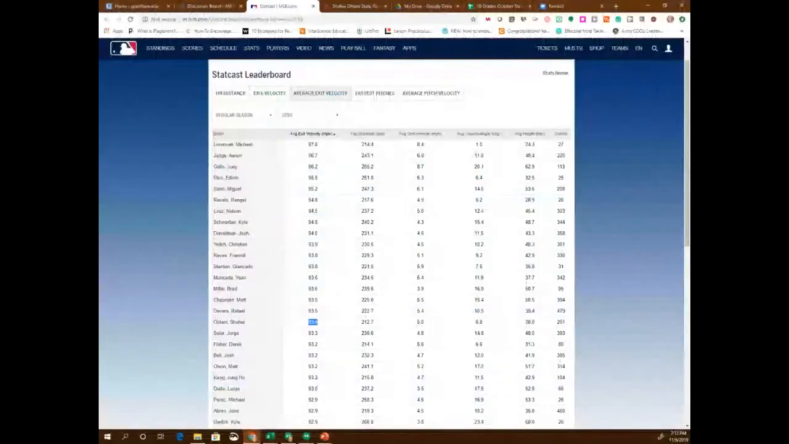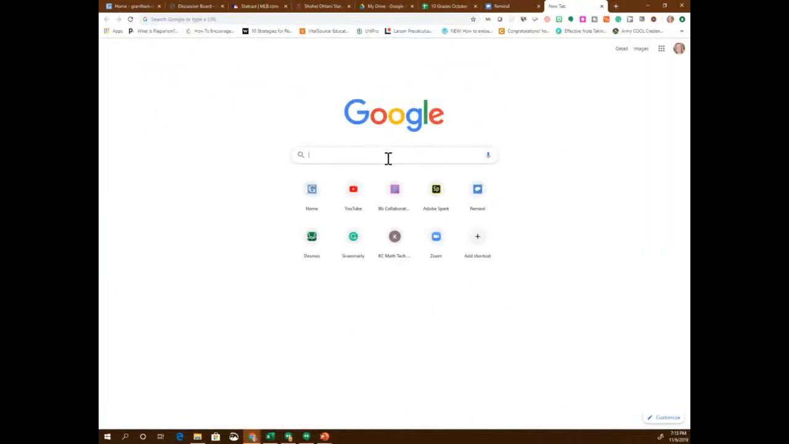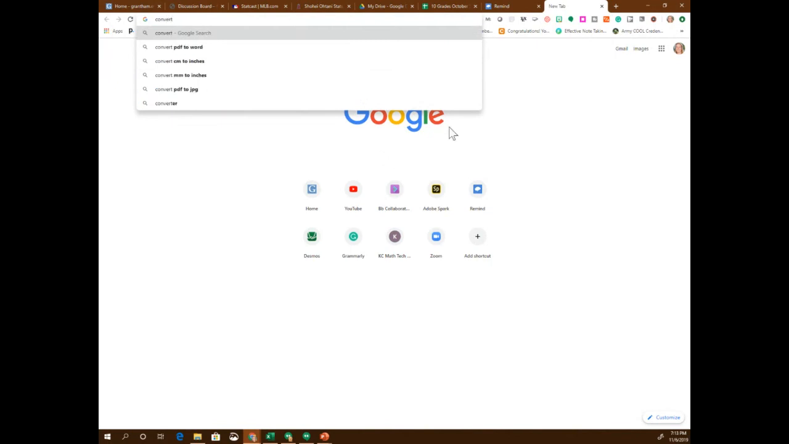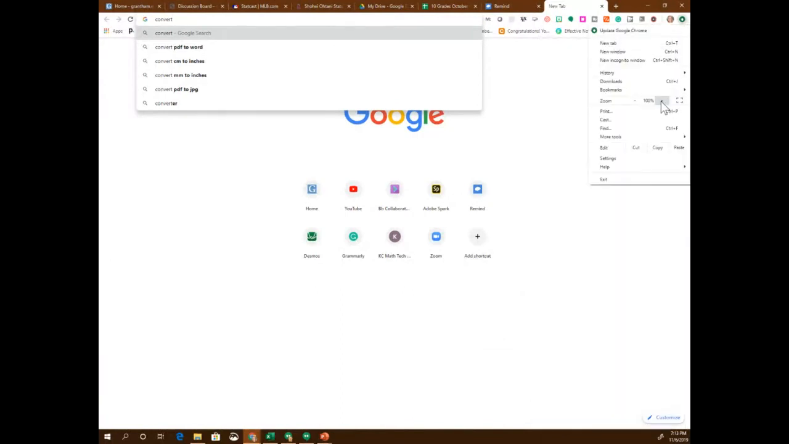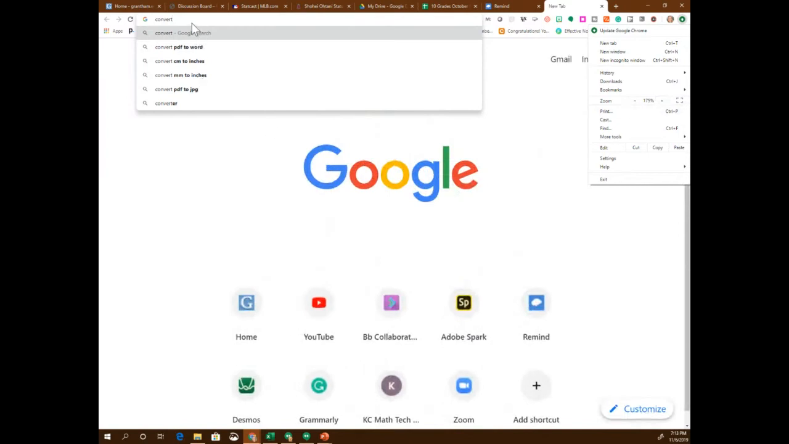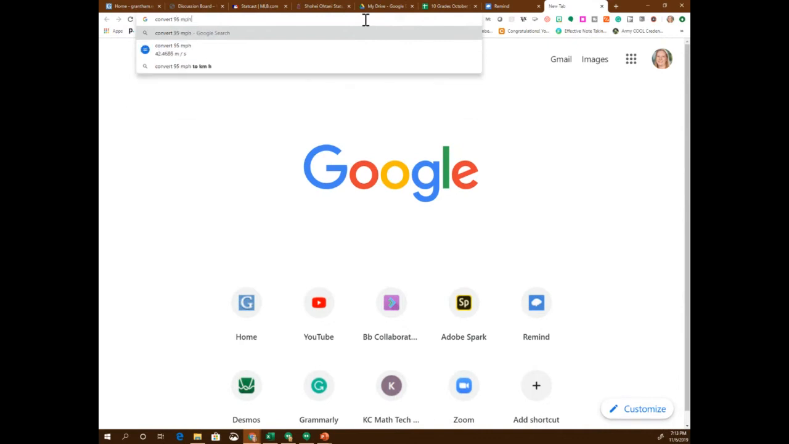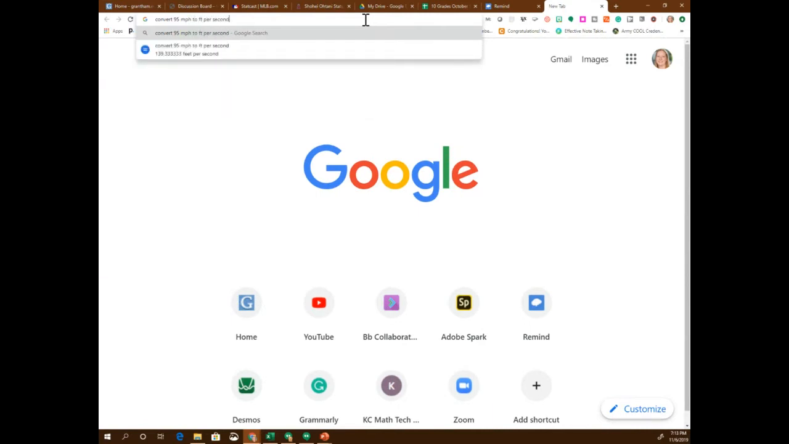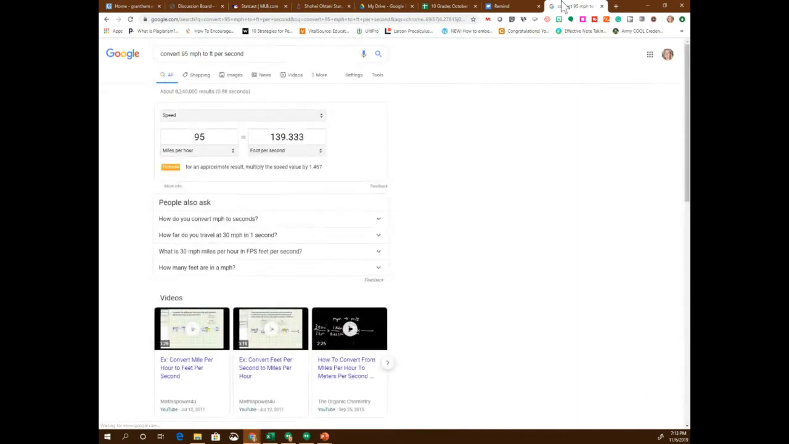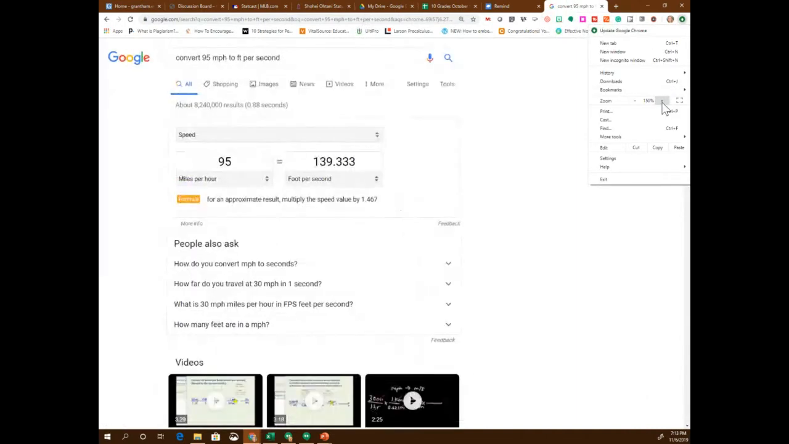If I go back to the web here, what I usually do is just go to Google. Because it's just Google right here, you can type in convert, and let me zoom in. It's not zooming in on the spot that I wanted. But anyway, convert 95 miles per hour. So I just did MPH to feet per second, and you hit enter. And let's see if I can zoom in here.